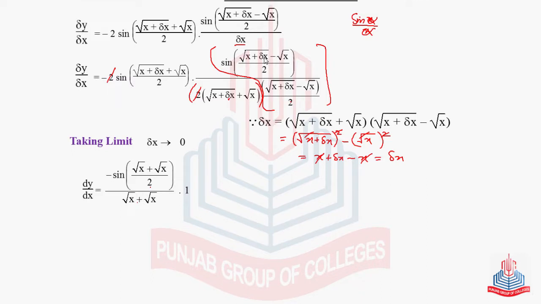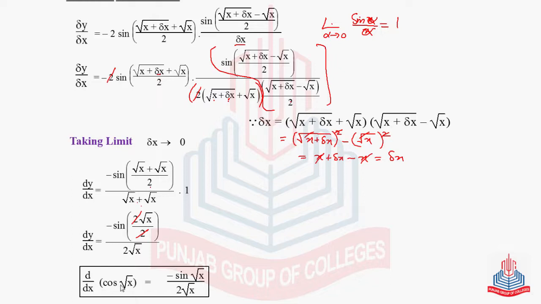So this whole thing will become 1 by using this formula, limit alpha approaches to 0, sine alpha divided by alpha is equal to 1. That is dy by dx, here delta x is equal to 0, so that we have sine of square root of x plus square root of x dividing by 2, and this whole thing will become 1, and finally we have minus sine of 2 times square root of x dividing by 2 into square root of x. This 2 will be cancelled out, so we have the derivative of cos square root of x is equal to minus sine square root of x dividing by 2 times square root of x.